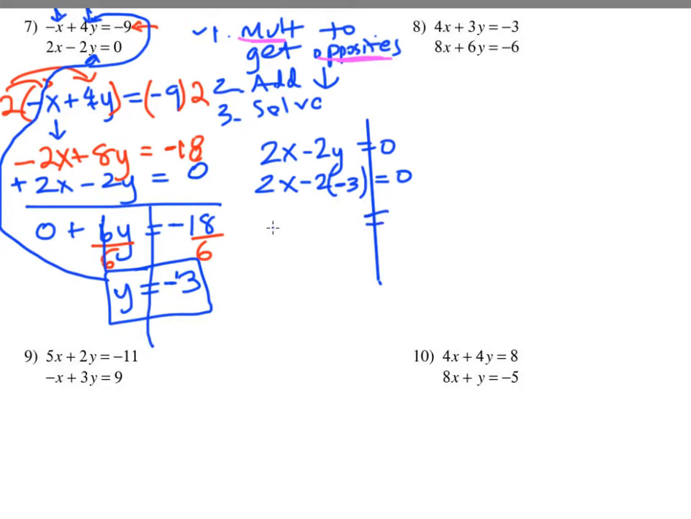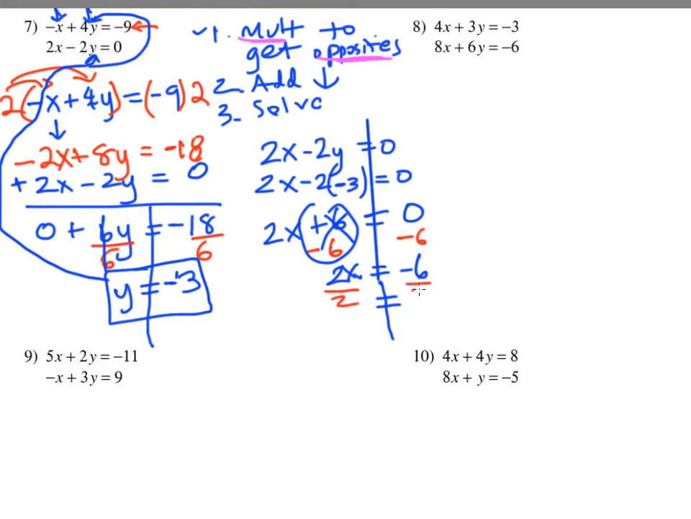So 2x, a negative times a negative is a positive, so negative 2 times negative 3 is a positive 6 equals 0. Okay, I want to get rid of this 6 first. How do I move that 6 over? What's the opposite of positive 6? Negative 6. So that gives me a 0 pair right there. So we get 2x equals 0 take away 6, that's just negative 6. Almost done. Just divide both sides by 2.